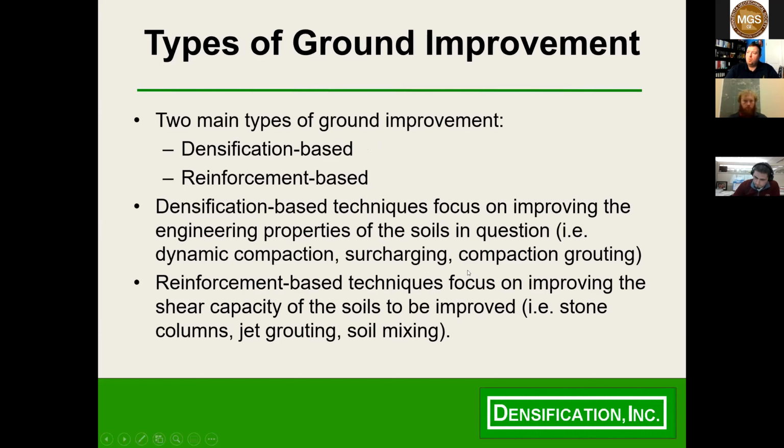Okay. So when we think of ground improvement, the way I like to think about it, you've got really two avenues you can go down. A densification-based approach, where you're taking a soil mass of a certain area and depth and physically improving the engineering properties of that soil, or making it more uniform. The alternative is a reinforcement-based technique, such as aggregate piers, rigid inclusions, and jet grouting, compared to the densification-based approaches.